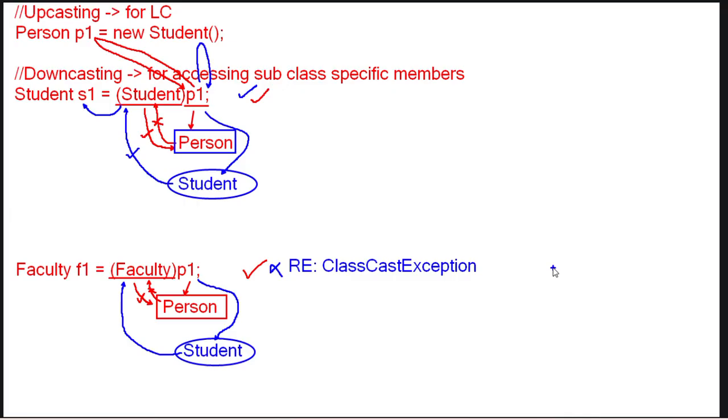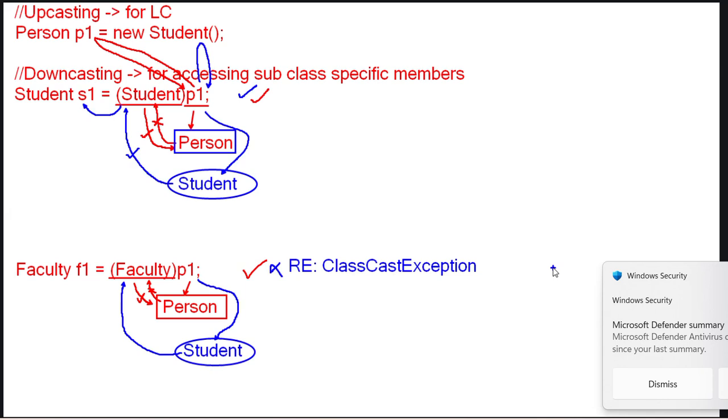Next point. We will develop upcasting for achieving loose coupling. We will achieve loose coupling between the user object and subtype objects.